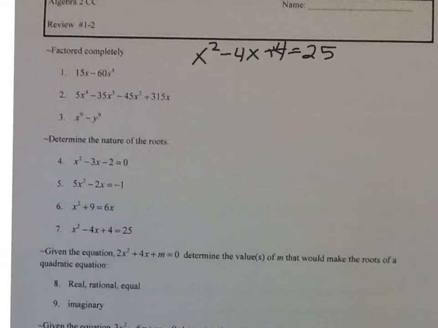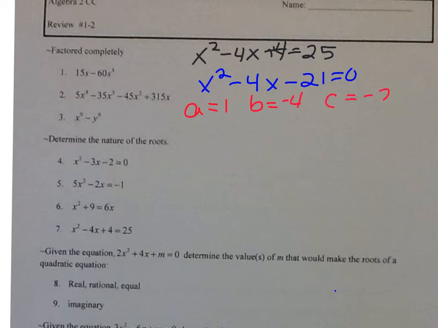Okay, so number 7 is x squared minus 4x plus 4 equals 25. So we have to minus the 25 over: x squared minus 4x minus 21 equals 0. A is 1. B is negative 4. C is negative 21. So we have negative 4 squared minus 4 times 1 times negative 21. Plug that in the calculator all at one time, we get 10.